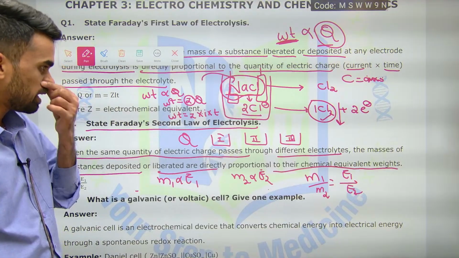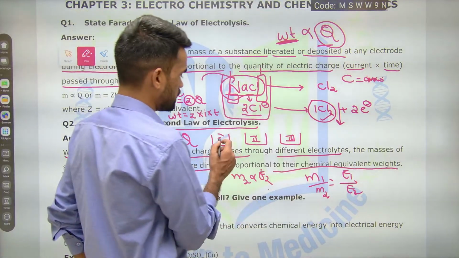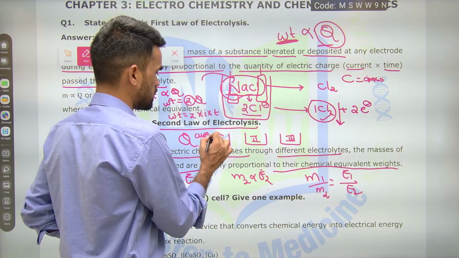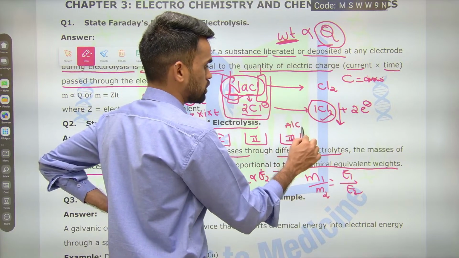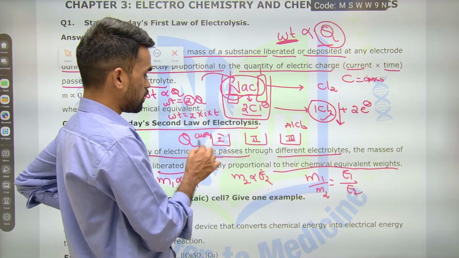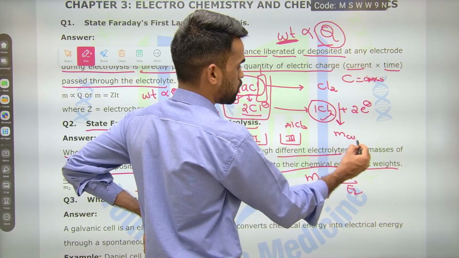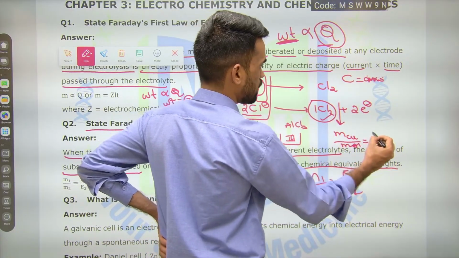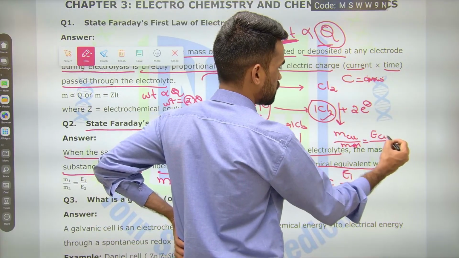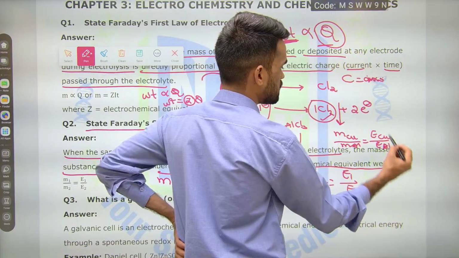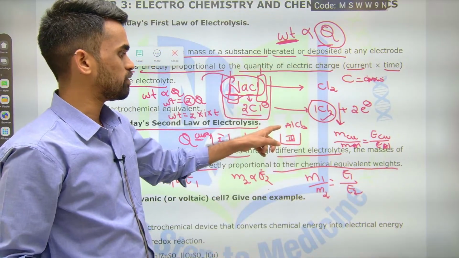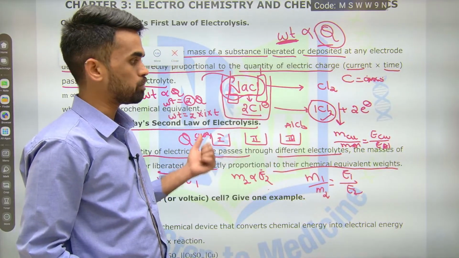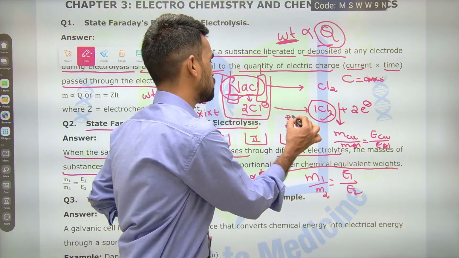For example, in this solution I have copper sulfate solution, and here I have AlCl3 solution. Now the mass of copper deposited by the mass of aluminium deposited will be equal to the equivalent weight of copper by the equivalent weight of aluminium. Here equivalent weight means atomic weight of aluminium by 3, and for copper, atomic weight of copper by 2, because the n factor here is 3 for aluminium. Like that we need to take.